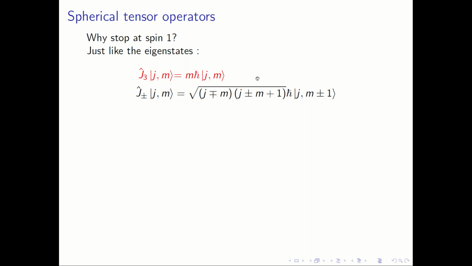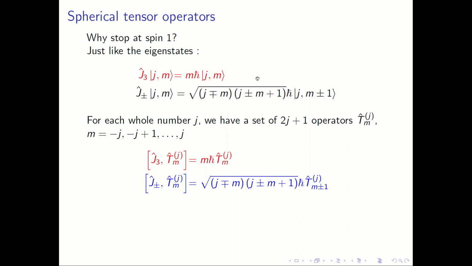representations of the ad operators, which means that for each whole number j, we have a set of 2j plus 1 operators T^j_m, where m goes from minus j to plus j, which have exactly the same kind of behavior, except that instead of j3 acting on jm, you have j3's commutator with T^j_m, but that is really ad j3 acting on T^j_m, and j plus-minus commutator with T^j_m giving you this. The notation is slightly different.